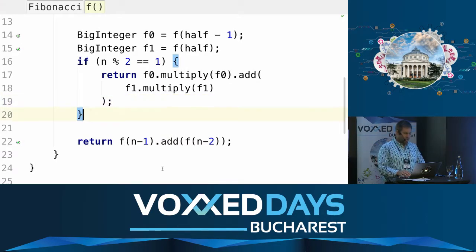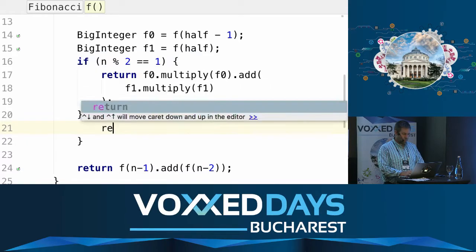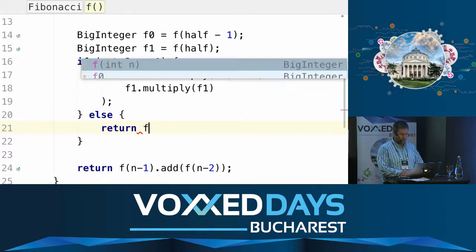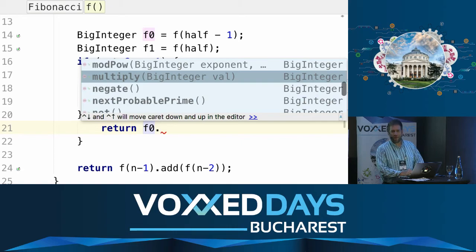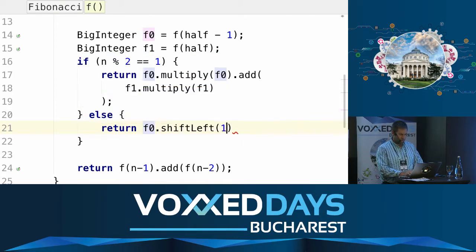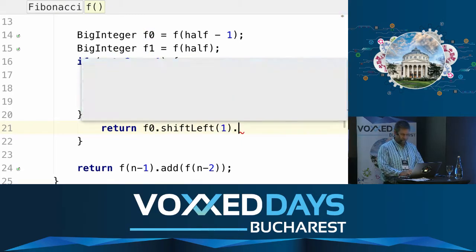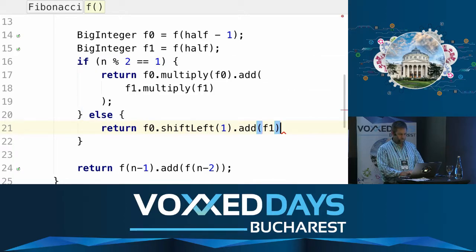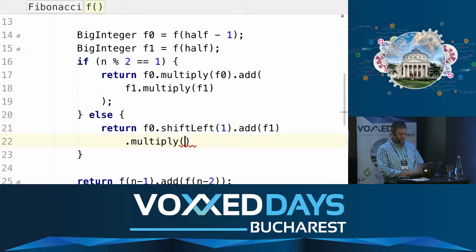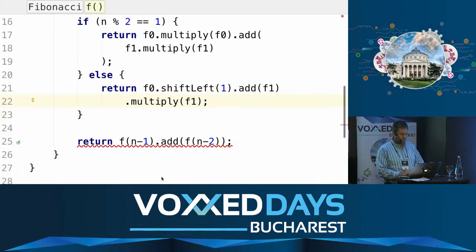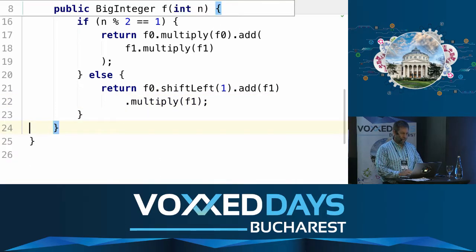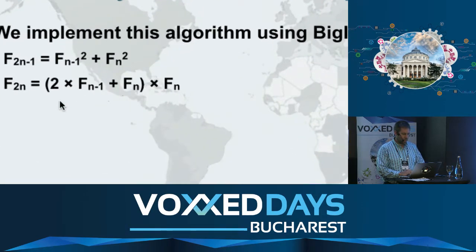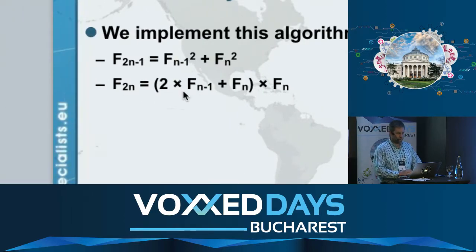Now, if it's even, then we're going to return: we need to multiply f0 by 2. And of course, the programming trick is to shift left by 1. We all know that. We're going to add f1 to that, and then we're going to multiply the result with f1. And if you look at the formula again, you'll see that that's exactly what we're doing over here. f0 is f of n minus 1 over here. f1 is f of n.